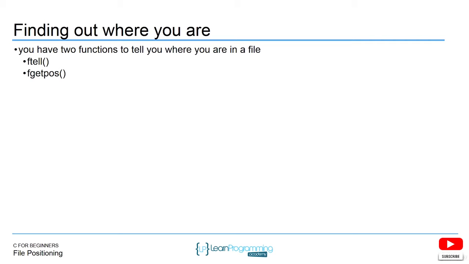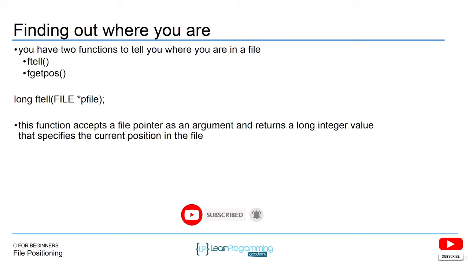You have two functions to find out where you are in a file. One is called ftell and one is called fgetpos. For ftell, the actual function definition is pretty straightforward. You return a long and you take a file pointer. This function is going to accept a file pointer as an argument, and it will return the long integer value that specifies the character position in the file. So it's going to tell you the position.